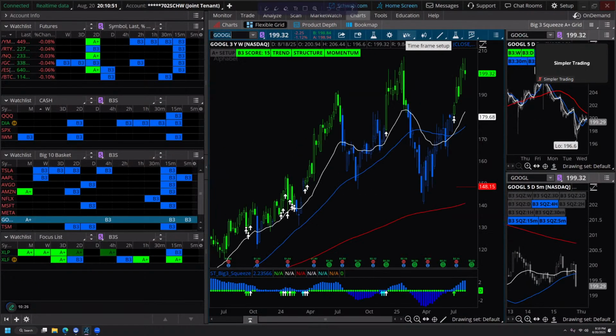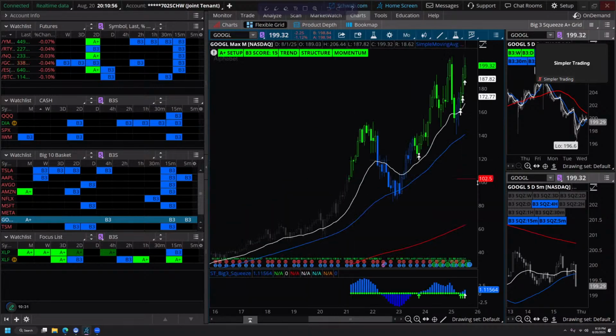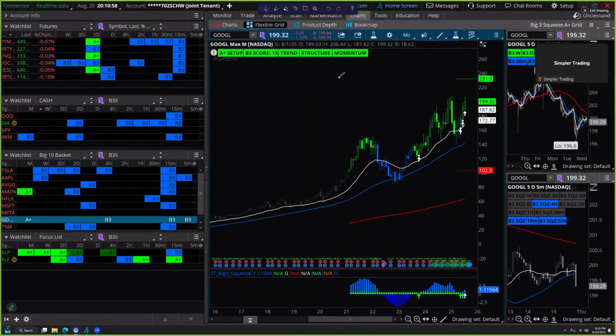A Butte I might have to buy in a pullback. All right, what's up here on the Google monthly chart? Take a peek at our checklist. We have good momentum behind it. We have the proper structure. Trend is bullish, full 15.